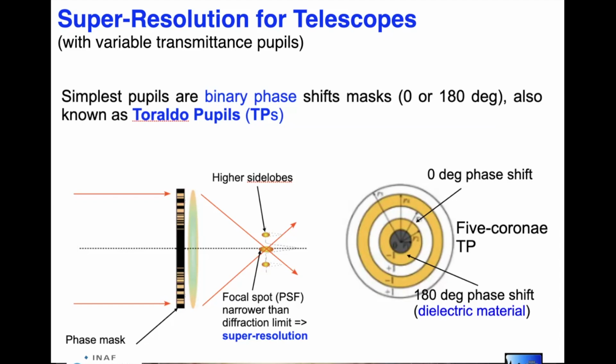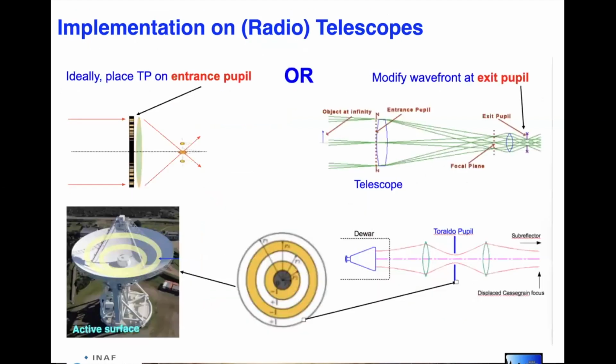On the right-hand side here, I show an example of one of these Toraldo pupils, which are constructed by concentric coronae. These coronae either leave the phase of the wavefront unchanged, or they modify it by 180 degrees. They can be made of standard dielectric material, but they can also be constructed with, for example, metamaterials, which is another line of research that we are pursuing.